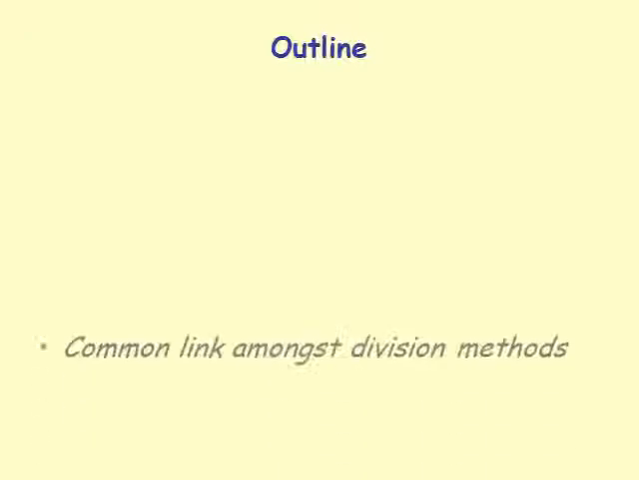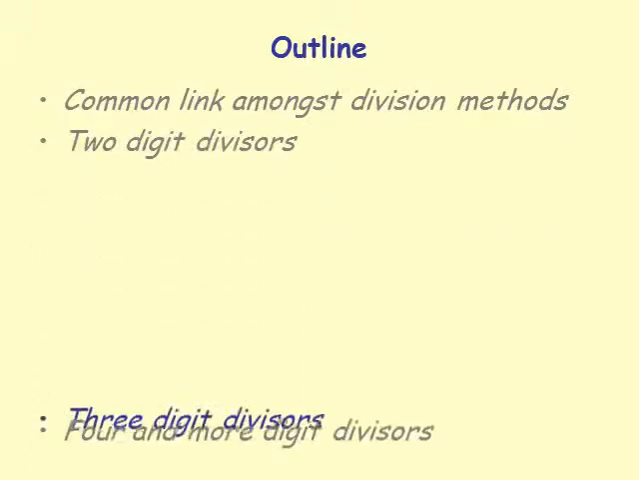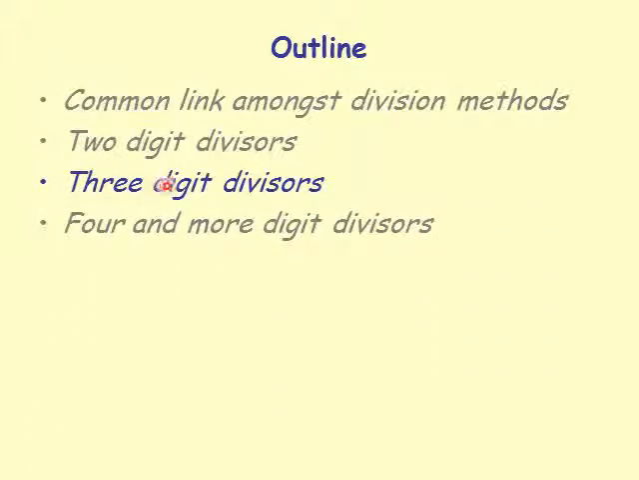Okay, let's look at the next section now. The next section is about three-digit divisors. We will consider divisions where the divisor has three digits. Let's continue here. The first example is 9437078 divided by 941. Three digits in the divisor.